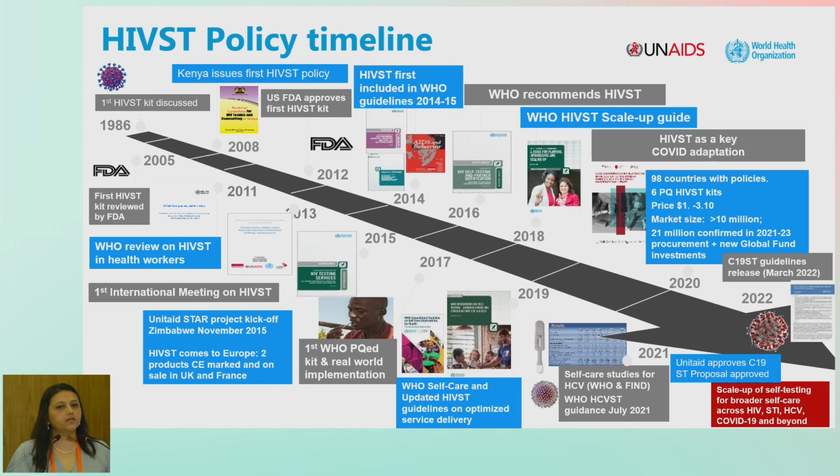Okay. In terms of the self-testing policy timeline, we go way back to 1986, when the self-testing kit was first discussed. And then we move on the timeline where you can see various things, like HIV self-testing was first included in the guidelines in 2014-15. We had the first kit that got approved in 2008. And then WHO kept on revising the guidelines to make them more user-friendly, more client-friendly, and also to adapt newer approaches so that we can provide access to self-testing in a better way.